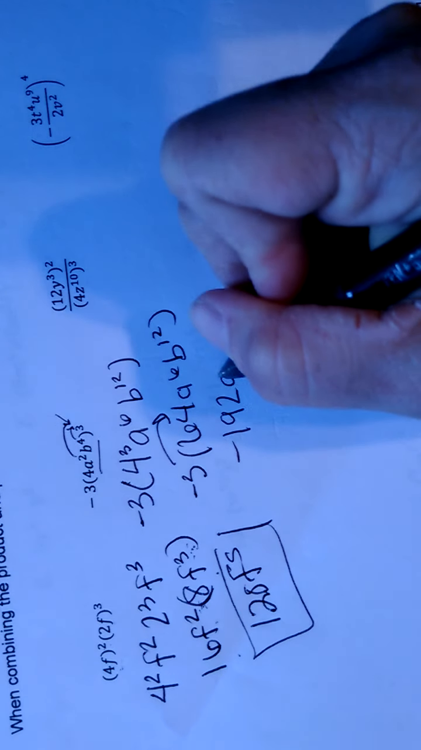4 cubed, I think it was 8 squared we had to do a minute ago before distributing 2. But anyway, 4 cubed, 4 times 4 times 4 is 64. And then I will distribute my -3, kind of like I did on the earlier problem. So -3 times 64 is a -192. A to the 6th, b to the 12th.